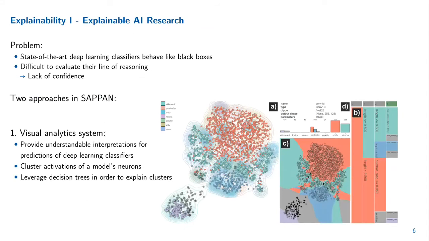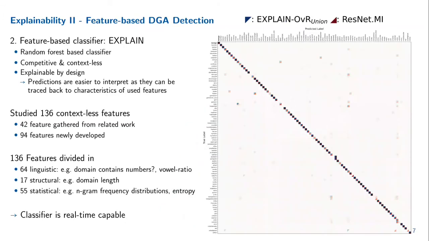The first approach is based on a visual analytics system, in which we try to provide understandable interpretations for predictions of deep learning classifiers. I don't want to go into much detail here, but the main idea is that we cluster activations of the model's neurons, and then we leverage decision trees in order to explain the clusters. The second approach is by using a classifier which is explainable by design. For this purpose, we proposed a feature-based classifier which we called explain. It is based on random forests, and it is competitive and contextless.